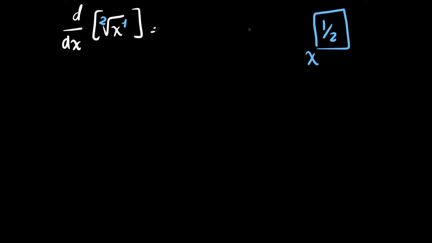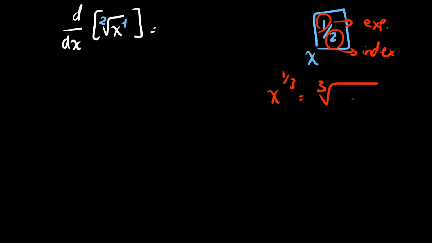What about this one? What is the derivative of the square root of x? Firstly, you have to note that the exponent here is 1 and the index number is 2. And as you know, if any number is raised to the power of a fraction, let's say the power of half, the numerator is the exponent and the denominator is the index number, right? Let's say x raised to the power of a third equals the cubic root of x to the power 1. X to the power half equals the square root of x to the power 1.